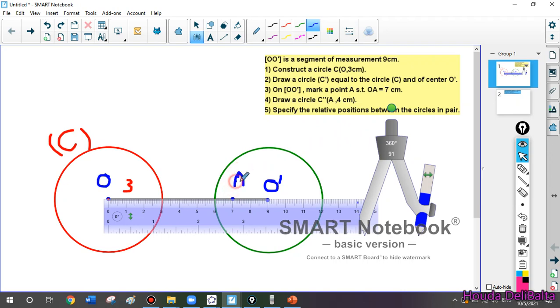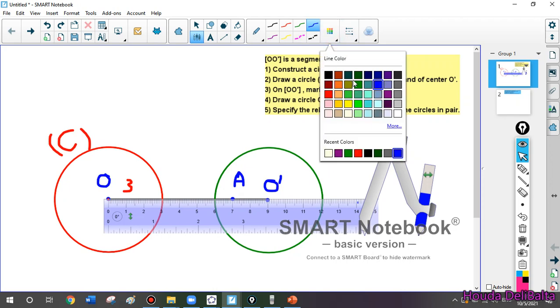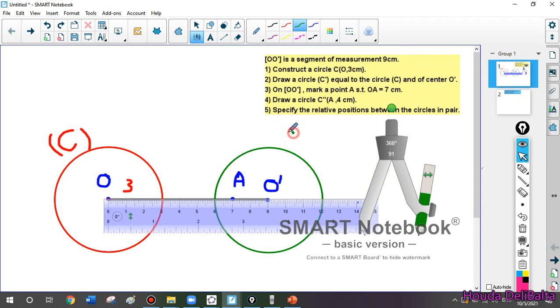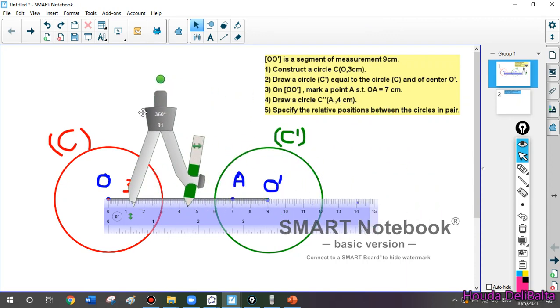And finally, we have to draw a circle C double prime. That's the circle C prime whose center is O prime. That's the circle C whose center is O, and then I'm going to draw a circle C double prime of center A and radius 4 centimeters. So I need to open the compass till 4 centimeters.